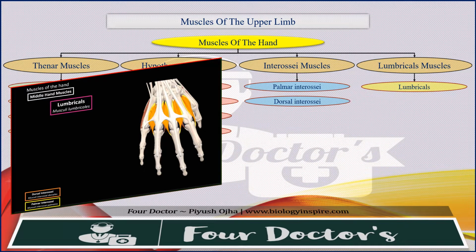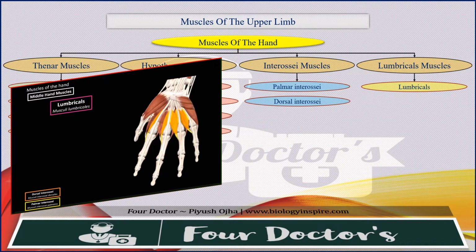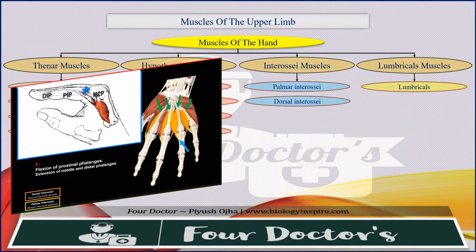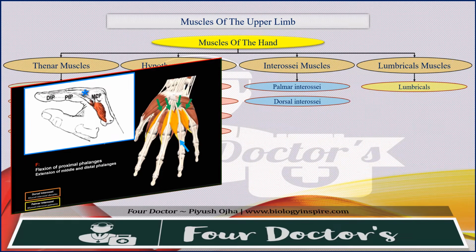System of muscles called the lumbricals, which are here. These are 4 muscles that correspond to the second to the fifth fingers. They all originate from the tendons of the flexor digitorum profundus, and they insert at the proximal phalanx of the second to the fifth fingers. The lumbricals are actually a very practical muscle to have because they give our fingers the possibility to flex the proximal phalanx while extending the middle and the distal phalanges of the fingers.